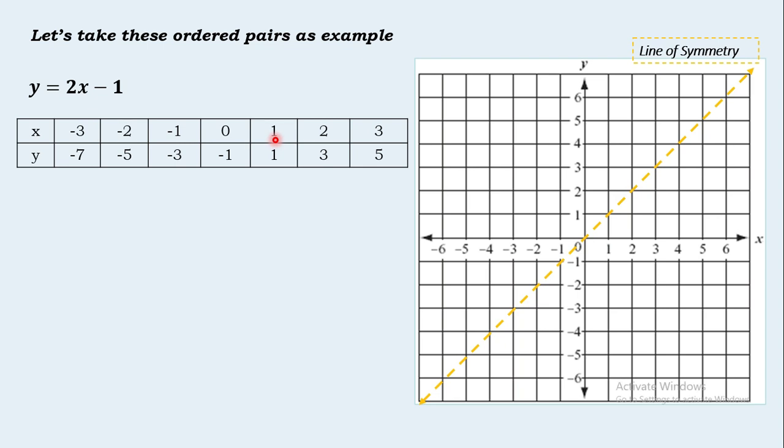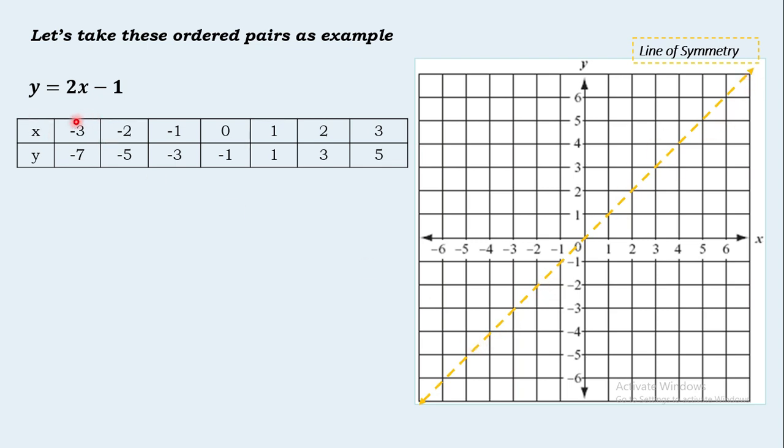And to indicate the reflection of the graph of the inverse function, we need to draw the line of symmetry. The line of symmetry is denoted by the equation y equals x. So whatever the value of y is, the same value for x. That's why we have this line of symmetry. The graph should always contain the line of symmetry for an inverse function. So if we are going to draw the graph of y equals 2x minus 1 with these ordered pairs, we will plot each ordered pair in the Cartesian plane with this line of symmetry.